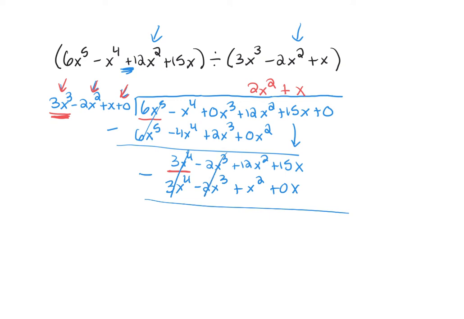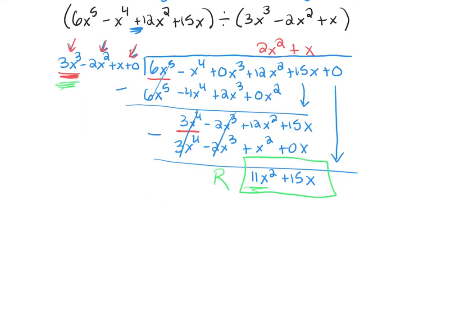12x squared minus x squared is 11x squared. And then 15x minus 0x, that is just 15x. And then in theory we would bring down, but we don't need to in this case because plus 0 doesn't affect everything. And I'm basically done because 3x to the third does not go into 11x squared. So this is my remainder. So my answer is 2x squared plus x, and then with the remainder, 11x squared plus 15x.